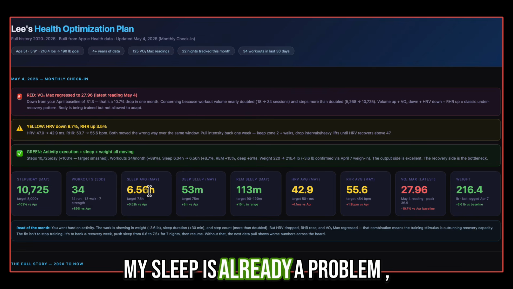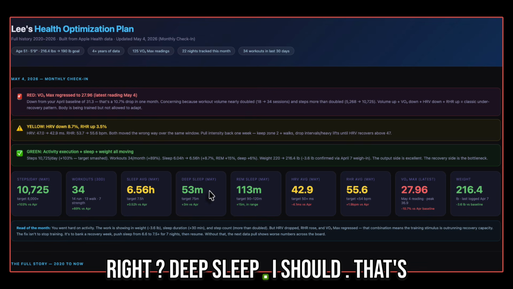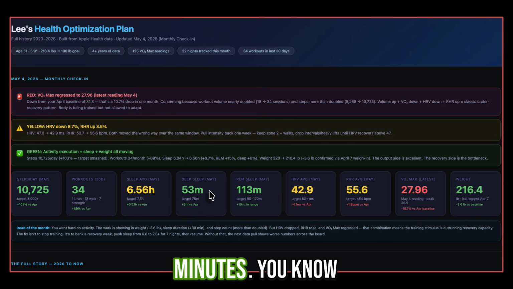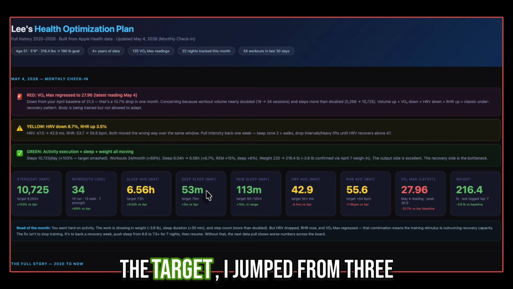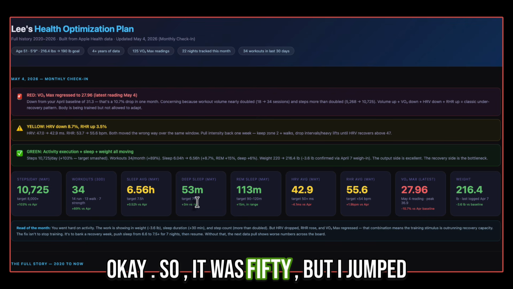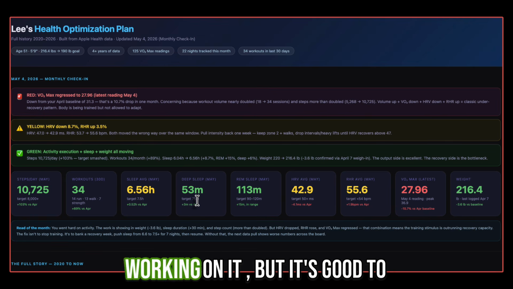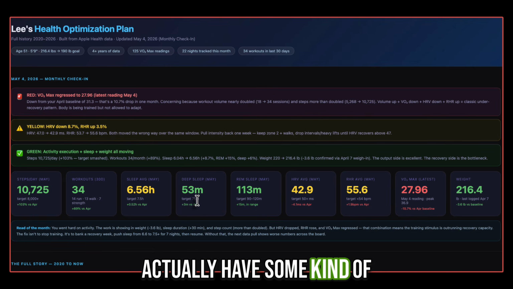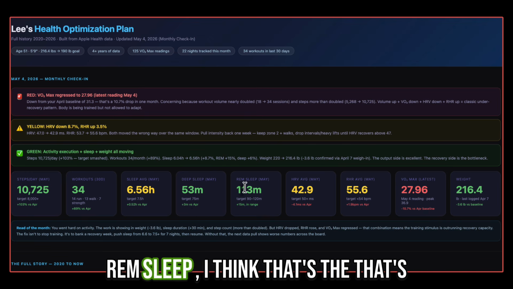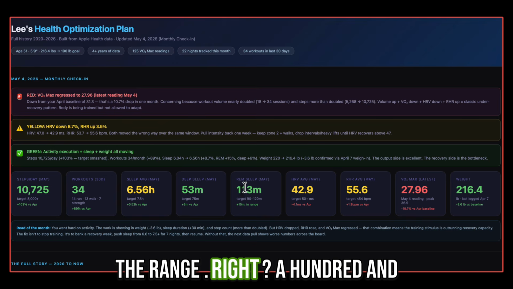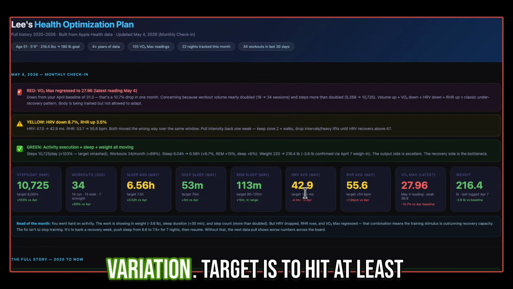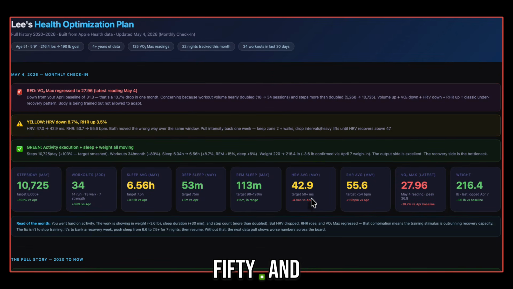My sleep is already a problem. Deep sleep, which is where a lot of the detoxification happens, is about 53 minutes. It was 50, but I jumped to 53 minutes. So I'm still working on it, but it's good to have some kind of benchmark that you can target, right? REM sleep, I think the range is 113 minutes. HRV, that's the heart rate variation. The target is to hit at least 50.